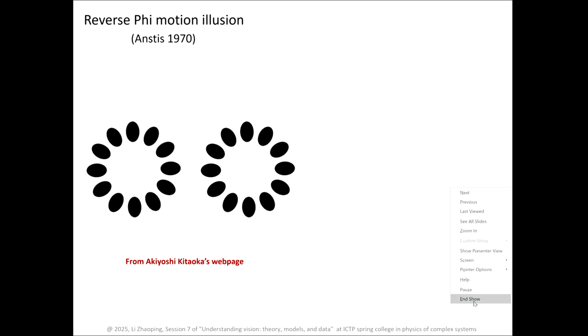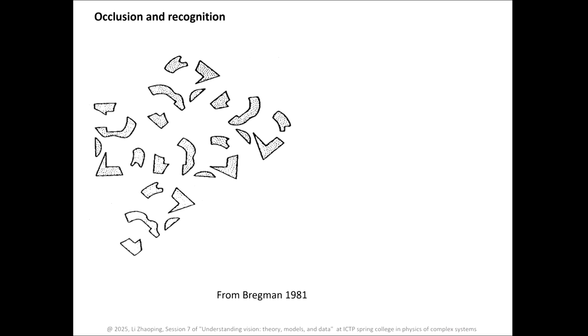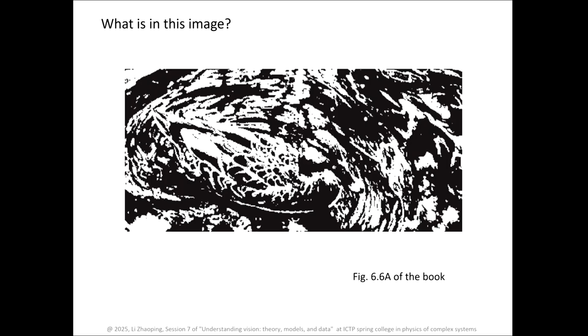Here you see fragments, and it's unclear what they represent. Here is another version with the same fragments, but behind some occluders. We immediately recognize that behind the occluders are 5 letters B. What is in this image? It is perhaps difficult to recognize. However, after you are given a hint, now your brain can see the duck clearly without the hint.